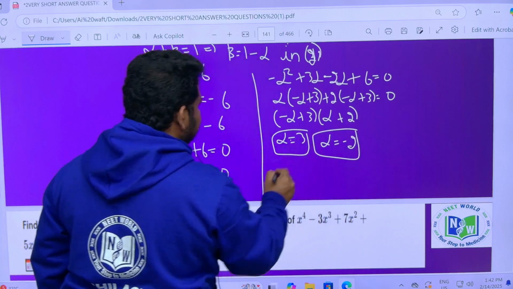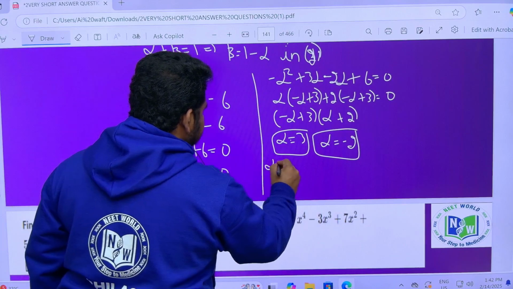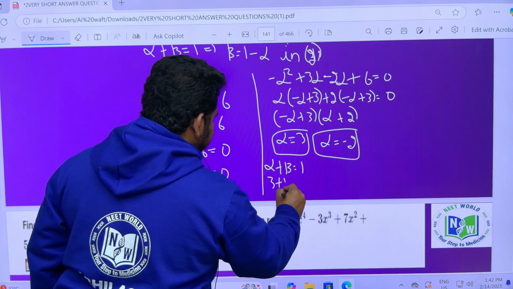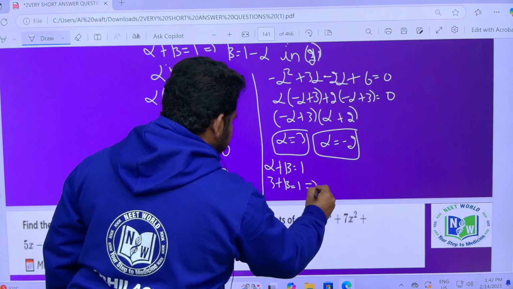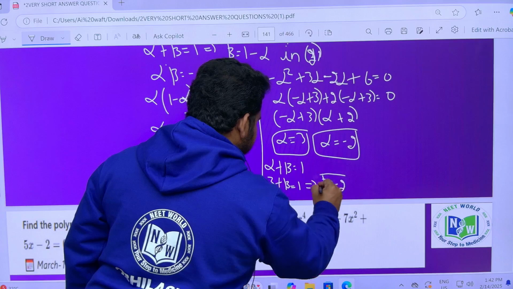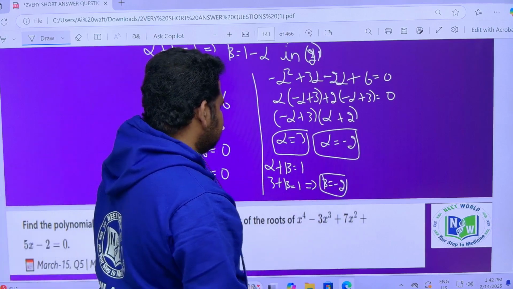When alpha is equal to 3, what will happen to beta? Alpha plus beta is equal to 1, so 3 plus beta is equal to 1. This implies beta will be equal to minus 2. When alpha is equal to 3, beta will be equal to minus 2.